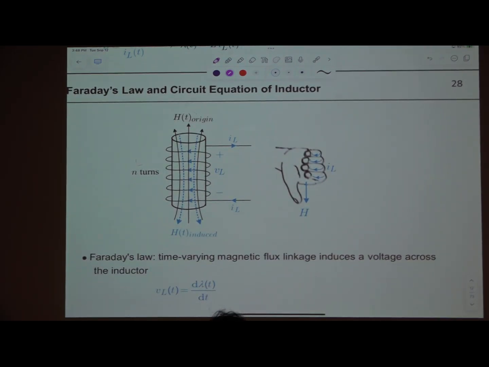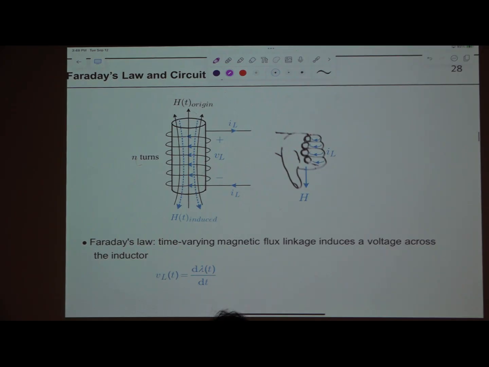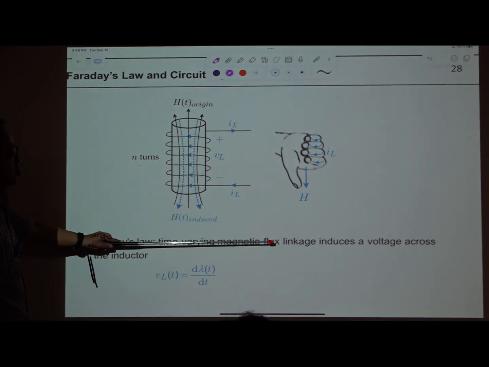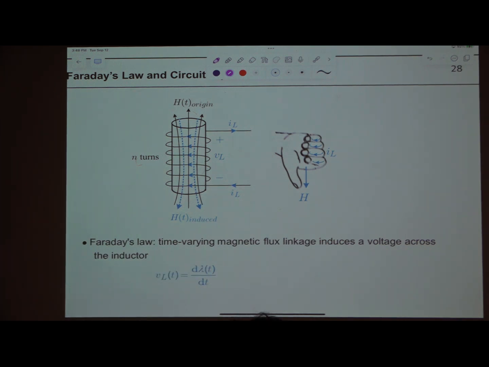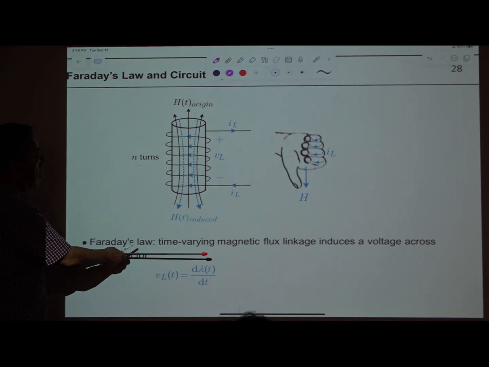That is called Faraday's law. Faraday's law says the time-varying magnetic flux linkage induces a voltage across the inductor. Why is that? This is a natural law, a feature of nature. We don't want to prove this. We observed this, so everybody believes this. So this is a law.